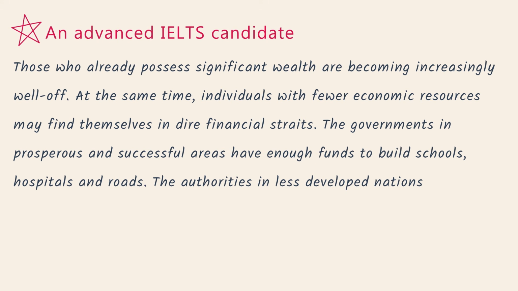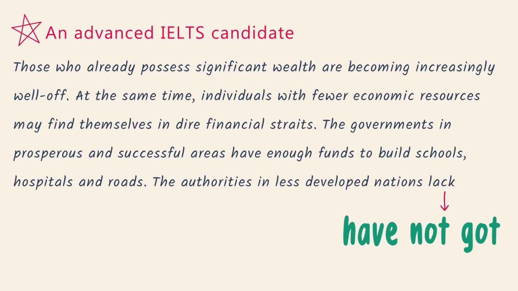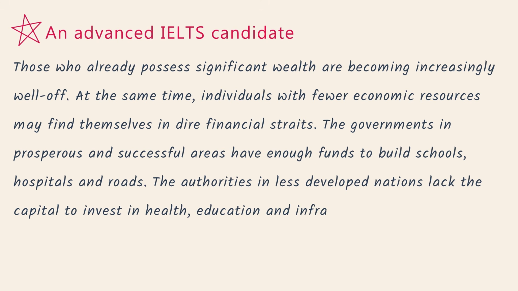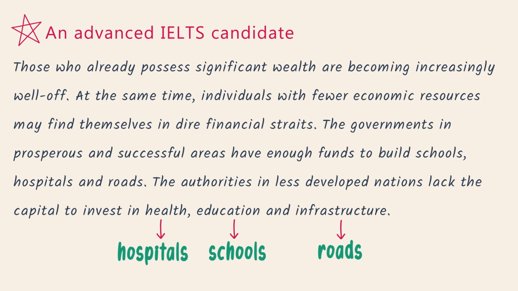All right. Instead of have not got, we can write the verb lack. In our original sentence we have not got enough money for schools, hospitals, and roads. So instead of have not got, we can write lack. Instead of money, we wrote fund. Now, another word that we can use instead of money is capital. Lack the capital to invest in health, education, and infrastructure. So, as you can see, instead of hospitals, I wrote health. Instead of schools, I wrote education. And instead of roads, I wrote infrastructure, right?